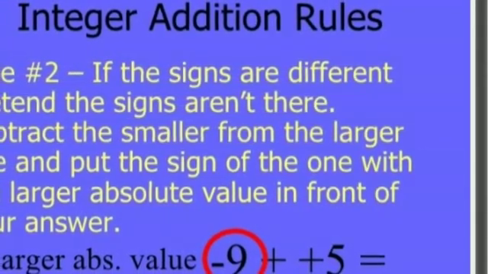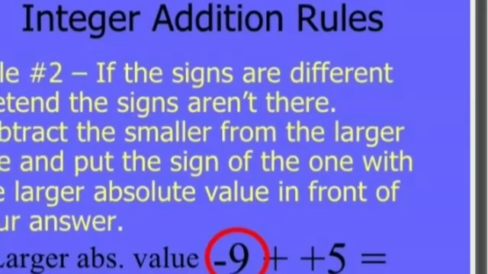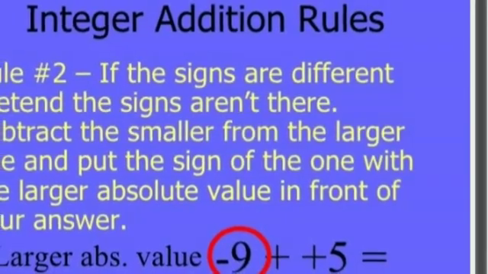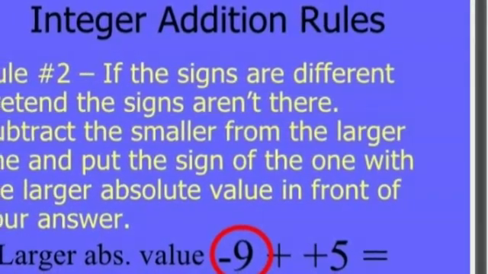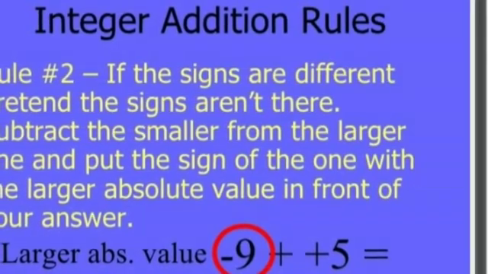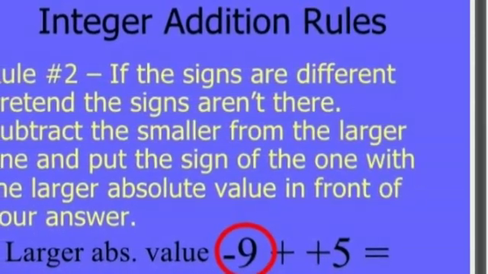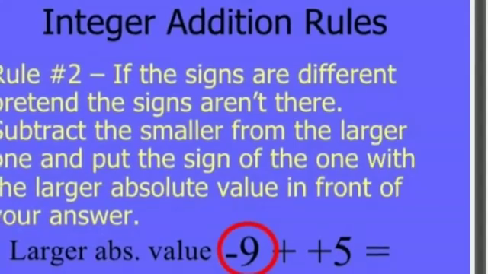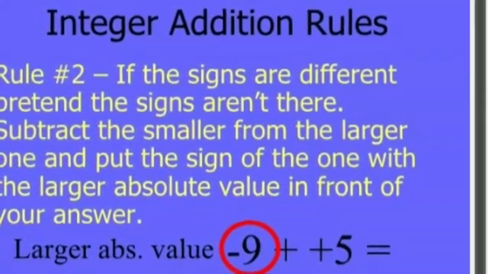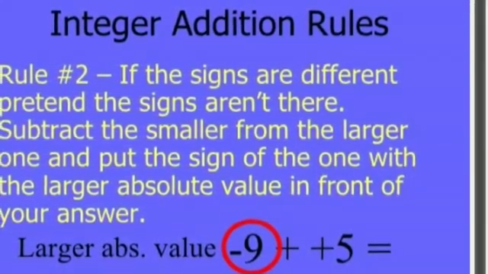See here. Put the sign of the one with the larger absolute value. The larger value is what here? 9. Having which type of sign? Negative. That's why put a negative sign in front of your answer, or resultant, we can say.